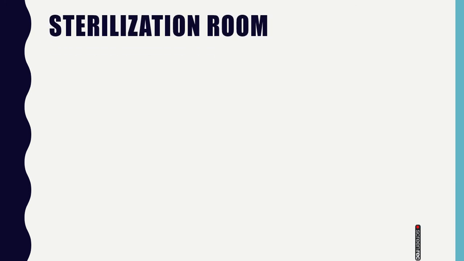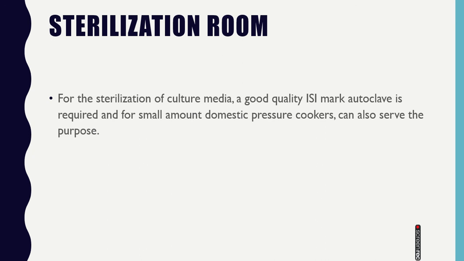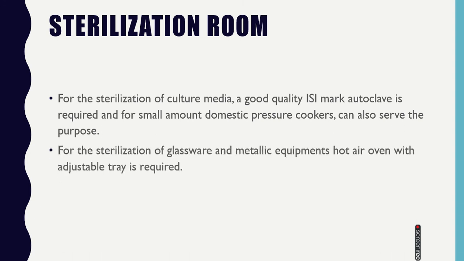Now about the sterilization room. For the sterilization of the culture media, a good quality ISI marked autoclave is required, and for small amounts domestic pressure cookers can also serve the purpose. For the sterilization of glassware and metallic equipment, a hot air oven with adjustable tray is required.